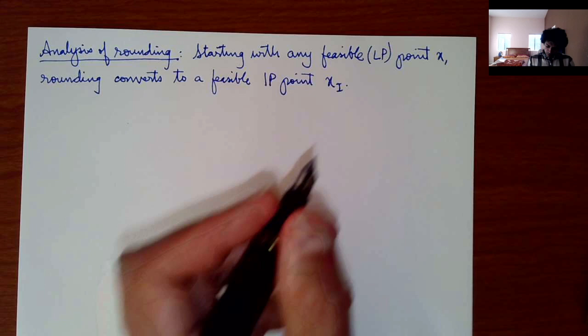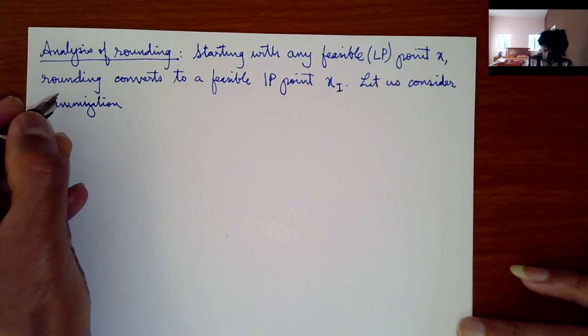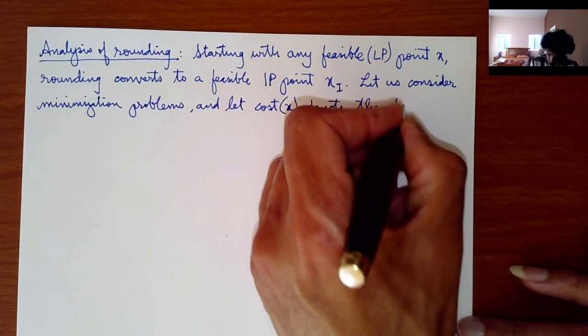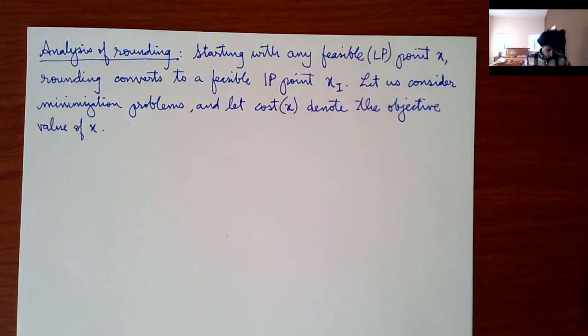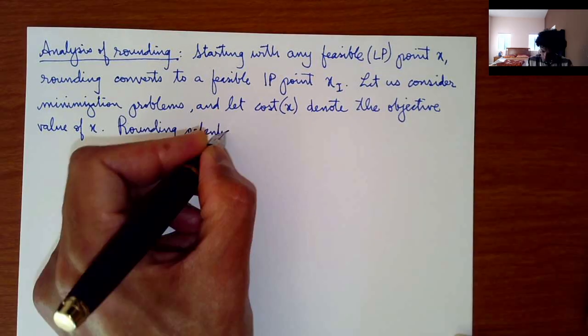Now, let us consider minimization problems, such as vertex cover. And for convenience, let cost of x denote the objective value of x. So for any point, cost of x will just denote the objective. Now what happens is when you round it, the cost may potentially go up. Rounding potentially increases the cost.